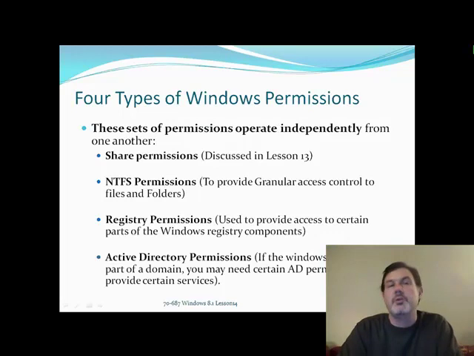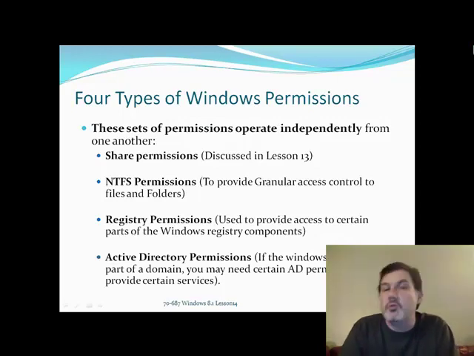First of all, just to elaborate, there are 4 types of Windows permissions. All of these permissions, of course, do operate independently from one another. So it's easy to get these permissions confused if you don't use them and interact with them on a day-to-day basis. Share permissions we discussed in Lesson 13. And in a nutshell, we use share permissions to do just that, to share data among users on a network.